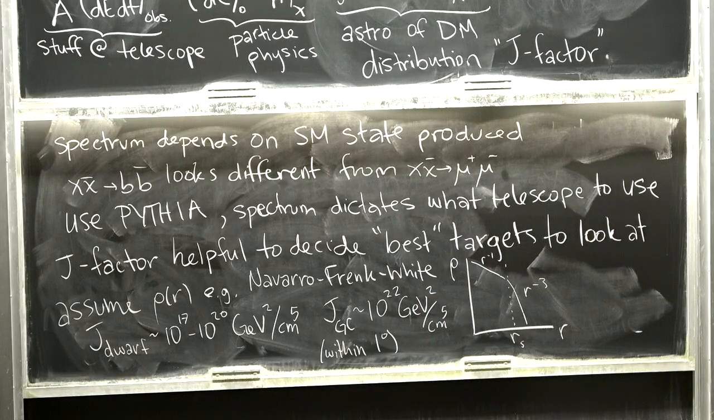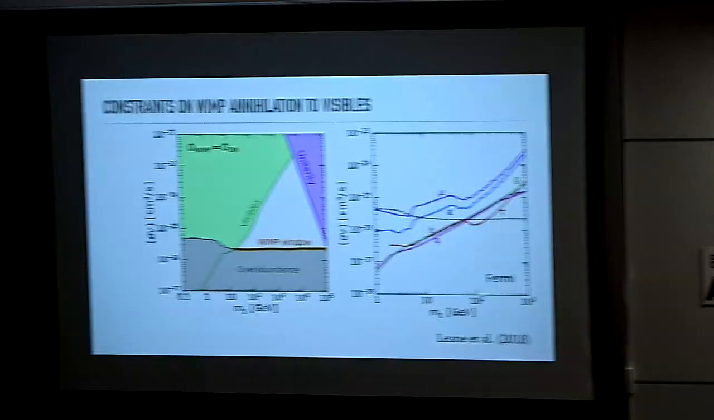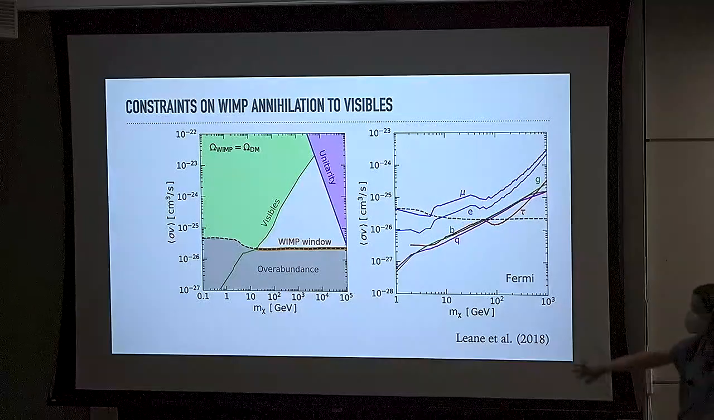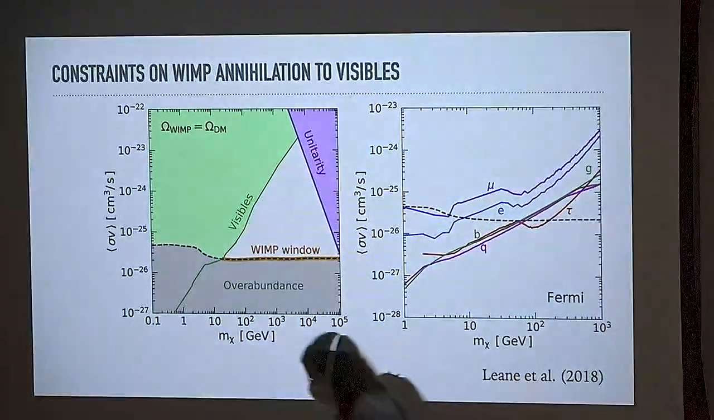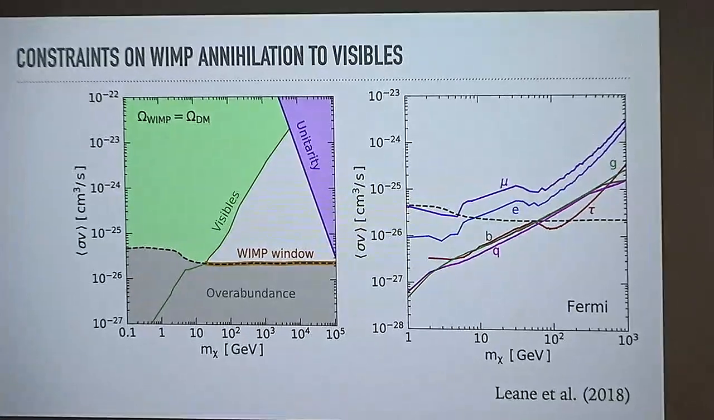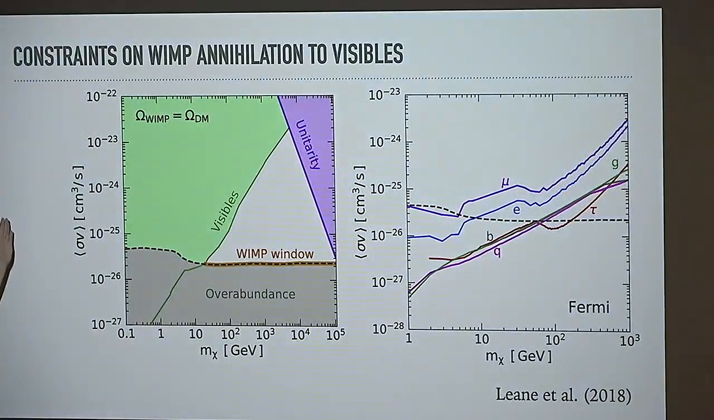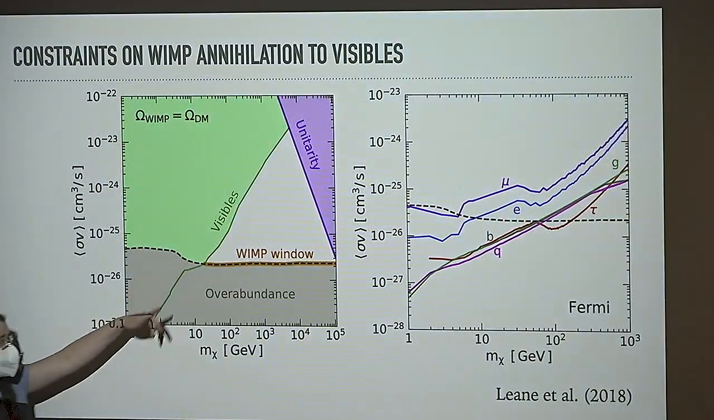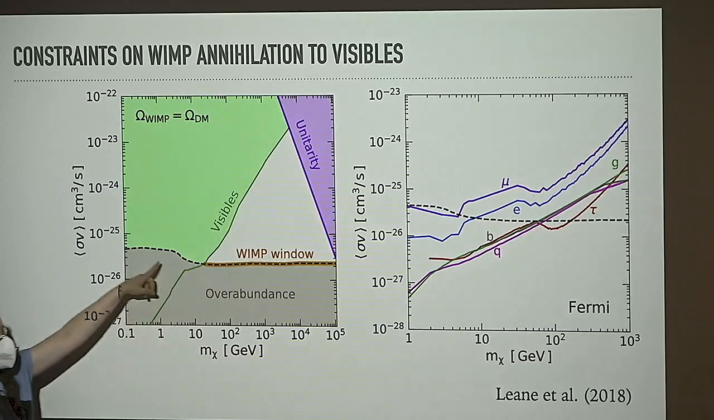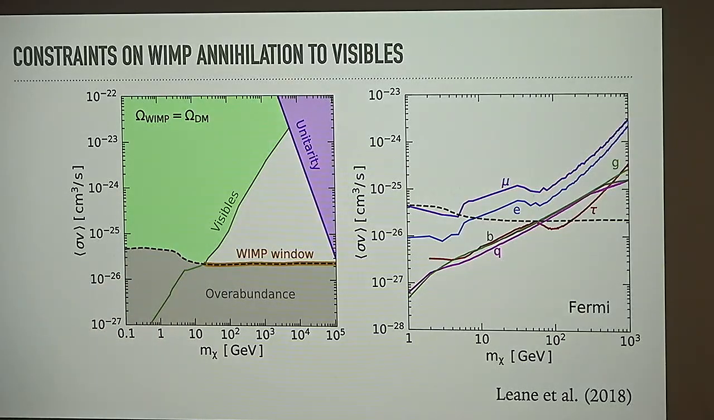All right, so just to show you again what's kind of at stake here. Here are some really nice plots from this paper by Rebecca Leane that I really like. Here is, again, the cross-section. This is the annihilation cross-section as a function of mass. And here's the thermal WIMP line, relatively independent of the mass.